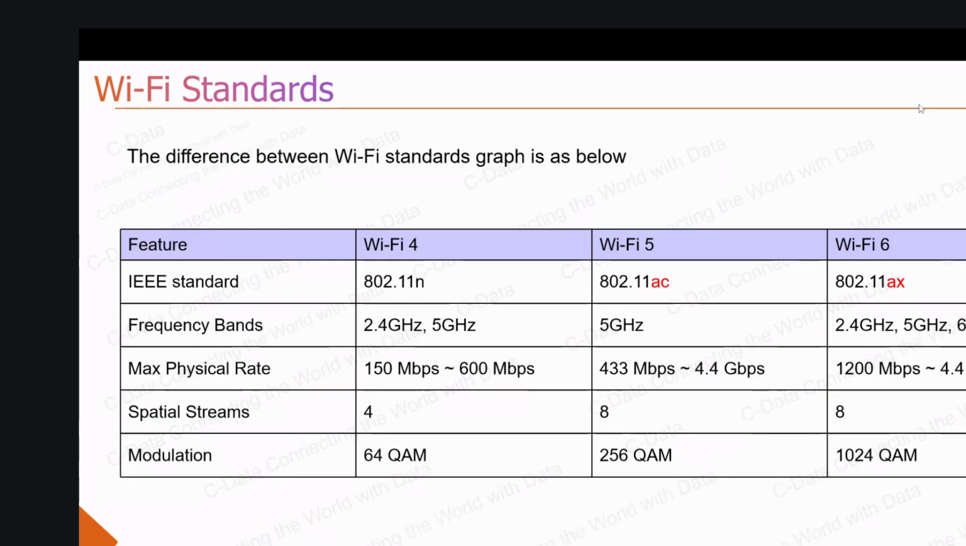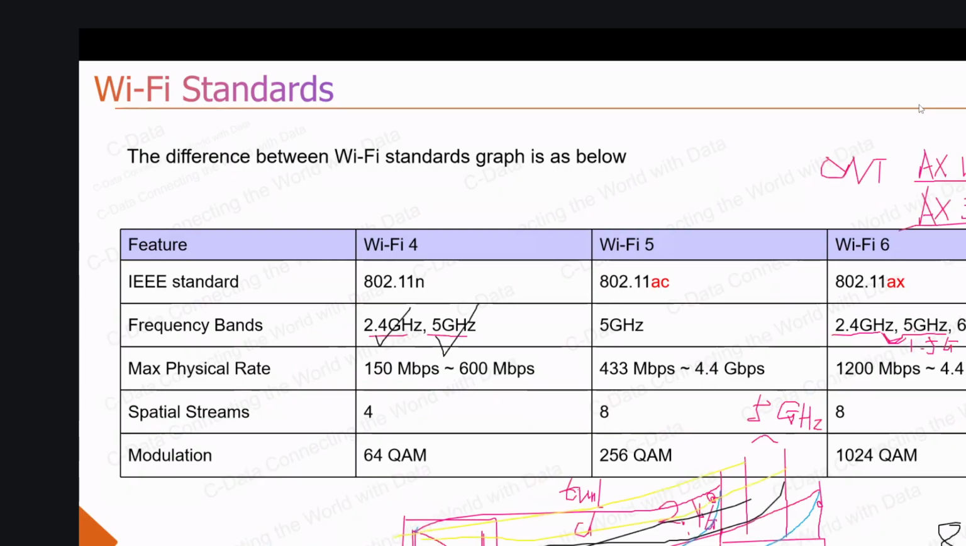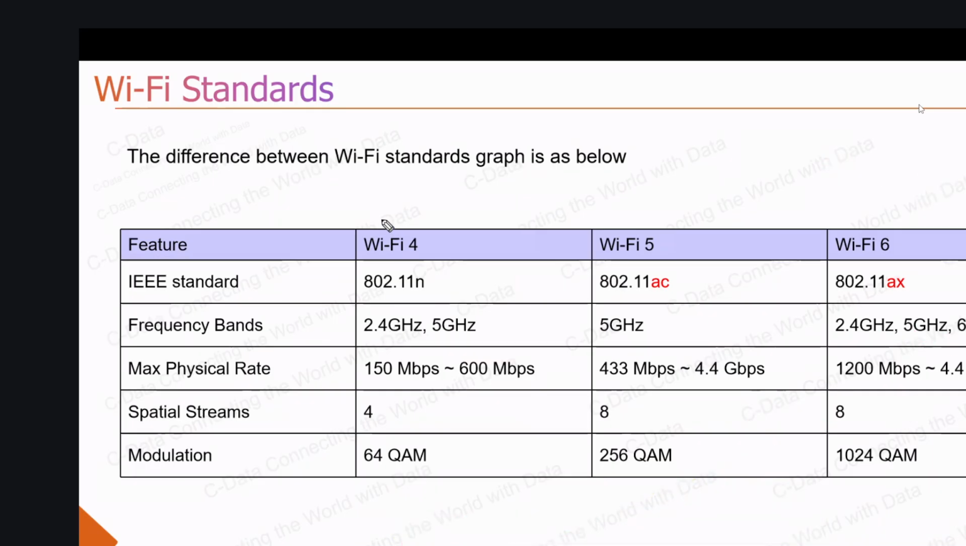We see here that Wi-Fi 4 only supports a maximum of 4 spatial streams. Wi-Fi 5 and Wi-Fi 6 support a maximum of 8. The 8 channels.